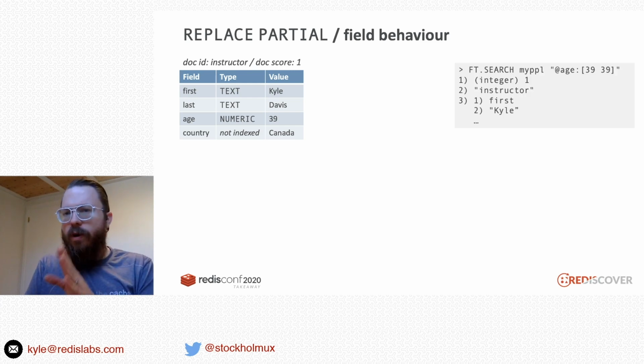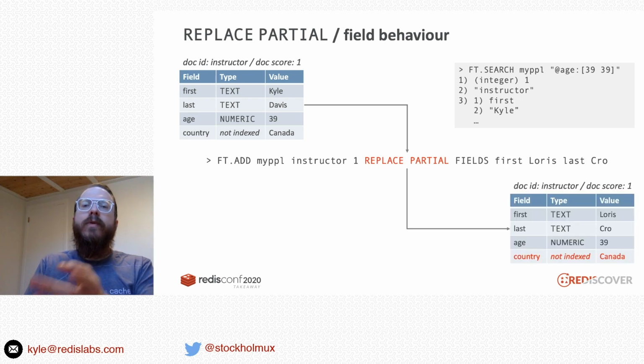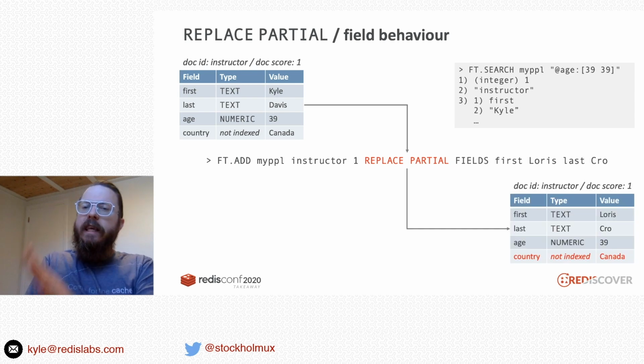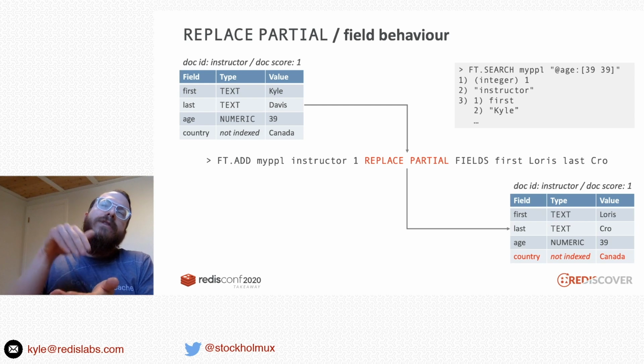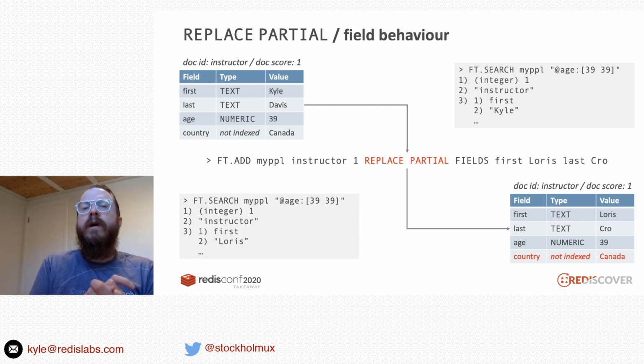And then we're going to search for it. We're returning the value back as we would expect. We do replace partial. We're updating Loris and Crow just like we were in the previous example. And in this case, what's happening is we are only updating those fields and age is remaining indexed. So that means it's still findable when we run the FT search age 39 to 39.